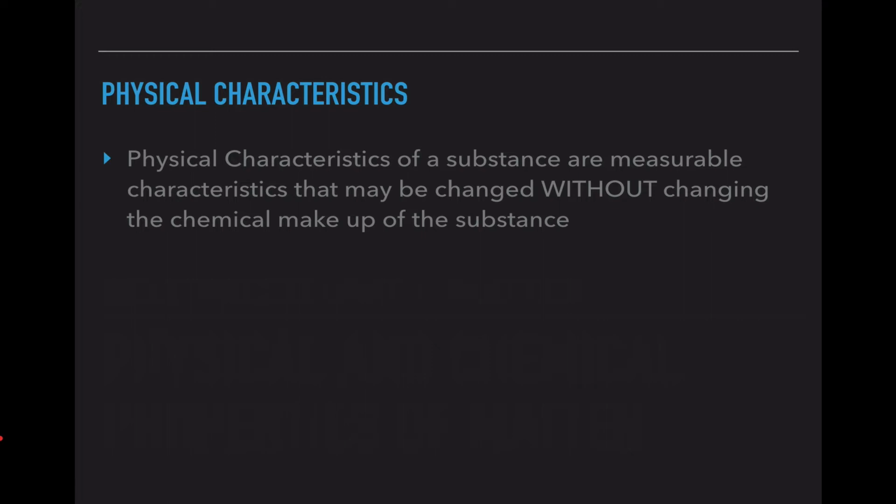The first thing we're going to talk about are physical characteristics. Physical characteristics of a substance are measurable characteristics that may be changed without changing the chemical makeup of the substance. So in real people words, what this means is that we have a characteristic that we can adjust, change, or alter without changing what that substance is completely. So for example, if you are making something in wood class, you can cut a piece of wood smaller, you can sand it to make it smooth, and you can stain it to change its color. All three of those changes are physical changes because they are changing just the physical characteristics. It is still a piece of wood on a molecular level, so that in itself is staying the same, but the physical characteristics are the things that are changing.